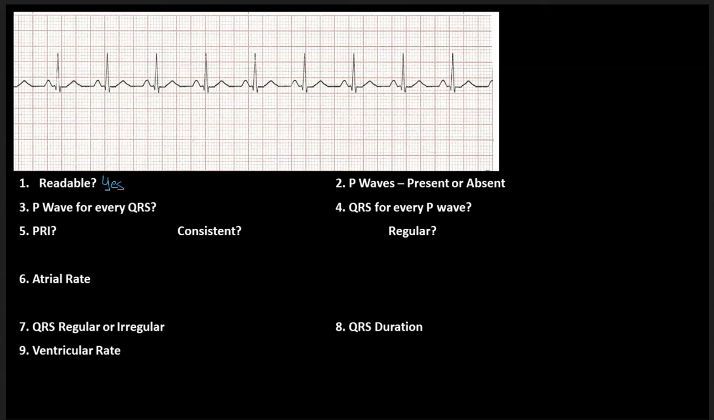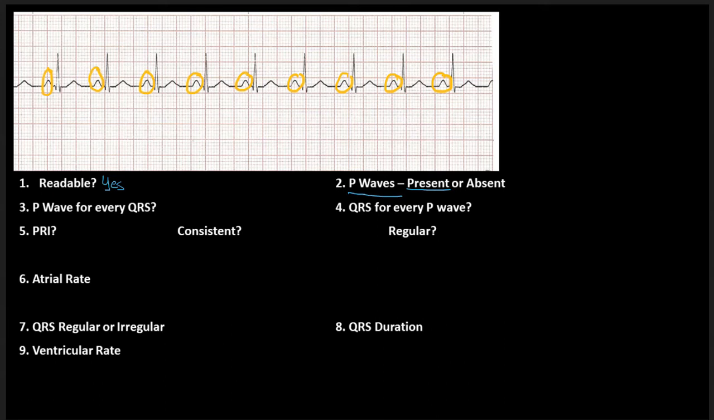My next step is going to identify whether or not I have P waves. So I want to know whether or not I have P waves. So just for this, we're going to come in here and we're going to identify that there's a P wave. There's a P wave, and we'll just go ahead and circle these. So I have P waves. So the answer to this question then is yes, they are present.